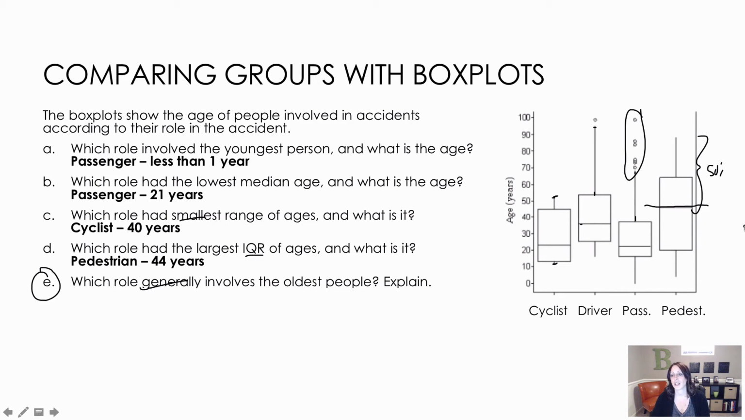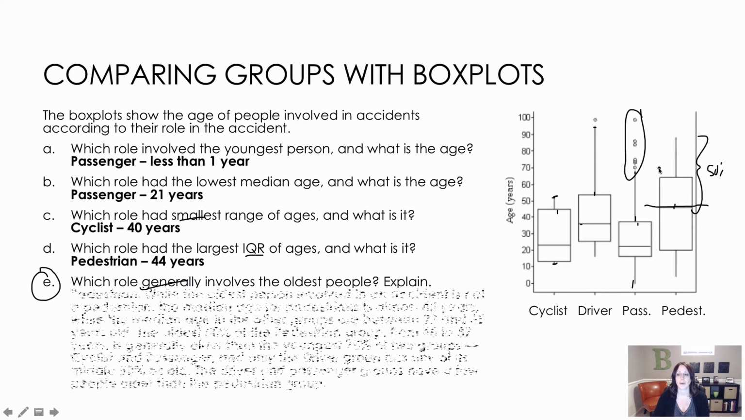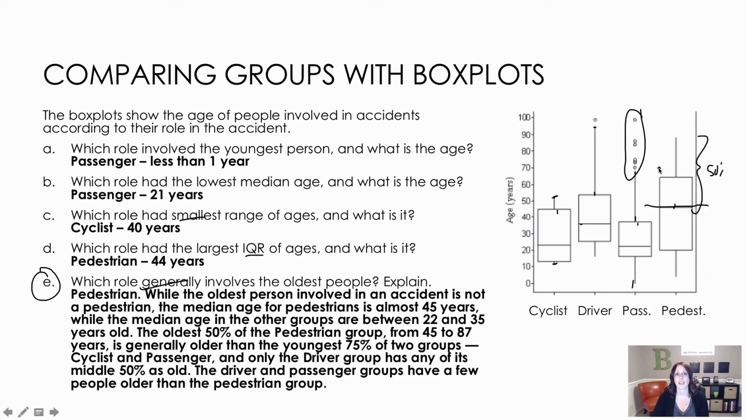So even though this whisker goes a little bit higher, again, we're looking at where most of that data would be. So 50% of my data is above 75% of the passenger data, and 50% of my data is above 75% of my cyclist data. And if I'm looking between the driver and the pedestrian, again, even though this one goes a little bit higher, this one has more data up there. So generally, we would say the pedestrian generally involves the oldest people.